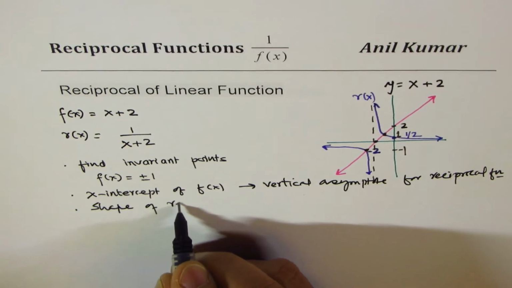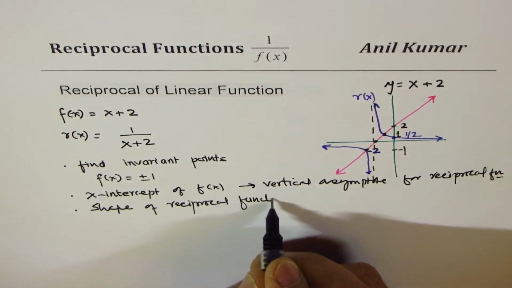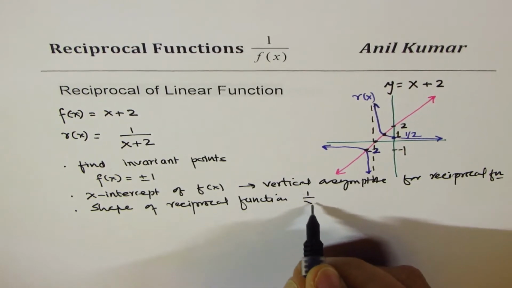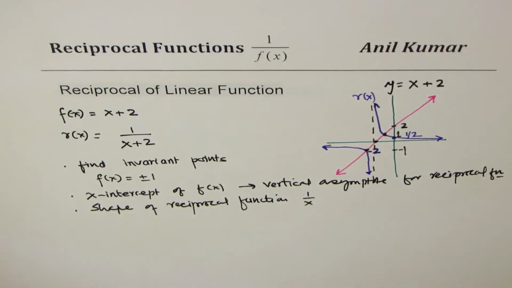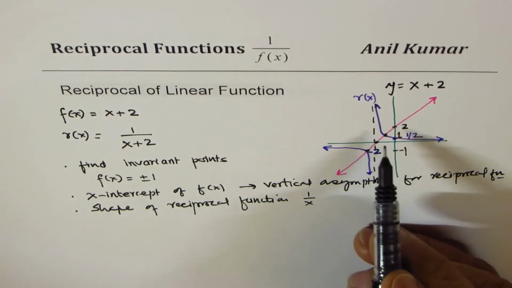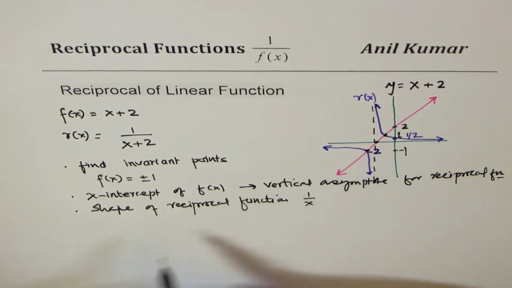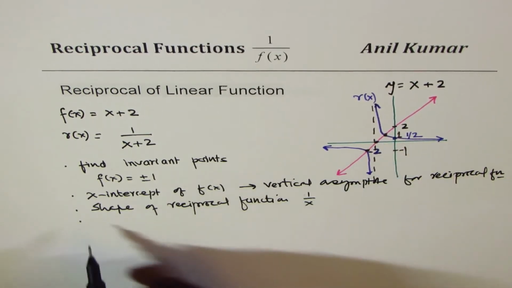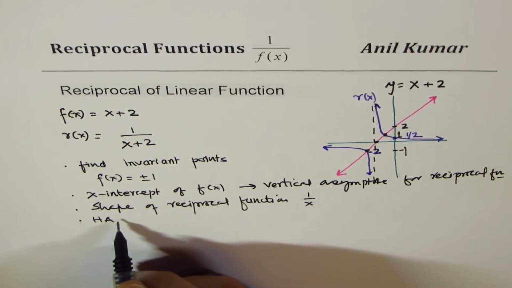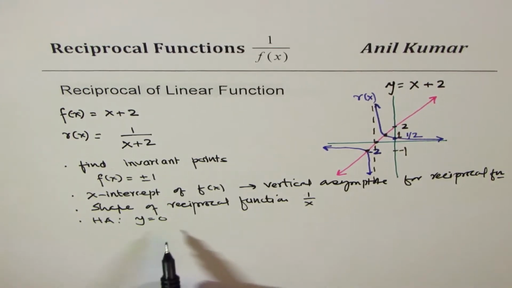So the shape of the reciprocal function will be like the 1 over x graph for a linear function. So the shape is like this. The only thing is, it has been translated up or down or left or right, correct? So normally it is translated left or right. And always what you'll find here is a horizontal asymptote. HA is for horizontal asymptote, y equals 0, right? Always, that is a key characteristic.